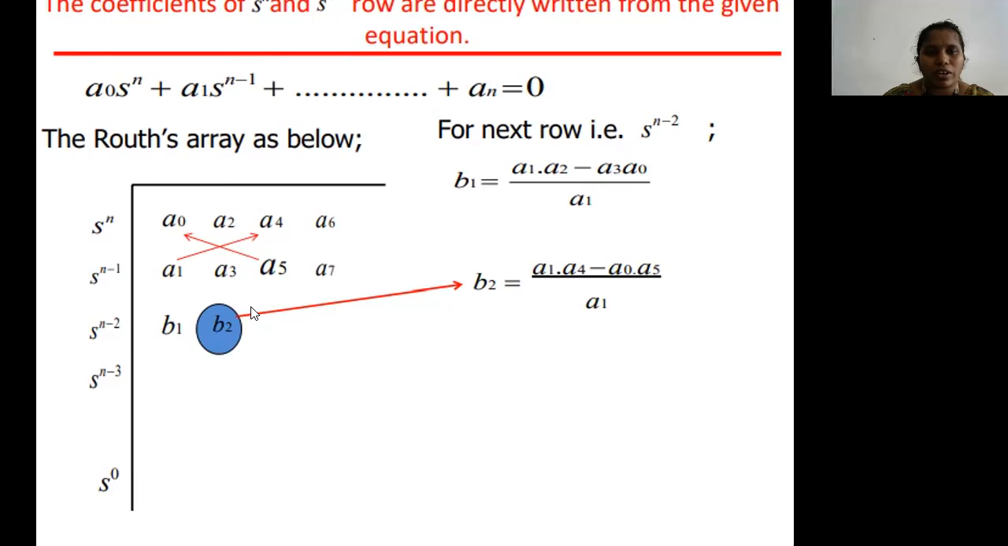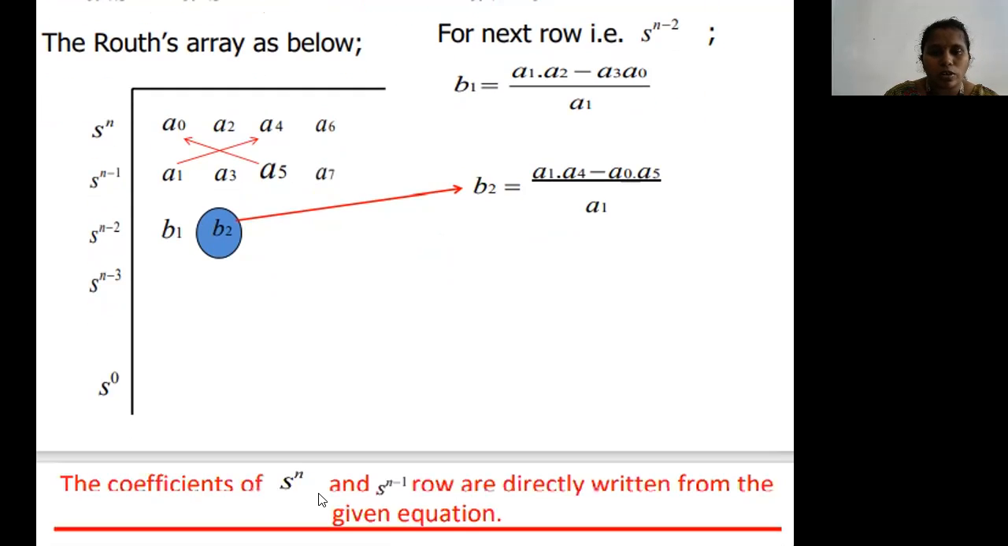For the s power n minus 2 row, we determine two values. Those are b1 equal to (a1 a2 minus a0 a3) divided by a1, and b2 equal to (a1 a4 minus a0 a5) divided by a1. So here I obtained the value of b2 also, and later we have to consider the coefficients of the s power n and s power n minus 1 rows, which are directly written from the given equation.